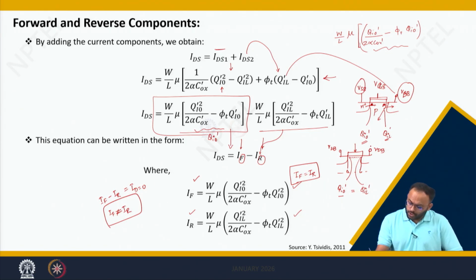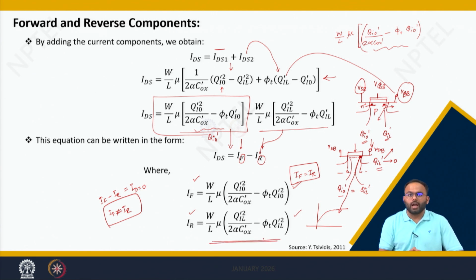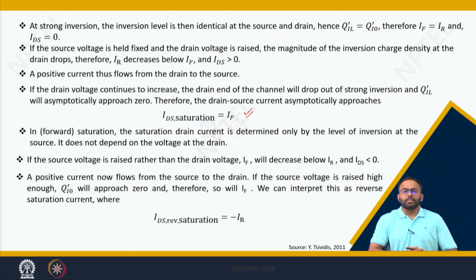Now assume you are increasing VDB. If you increase VDB, the surface potential here will increase. Because of the increase in surface potential, the region of operation goes from strong inversion to moderate inversion to weak and to depletion, and hence the charge here, QIL dash, approaches 0 when you increase the VDB. If you increase VDB in such a way that QIL approaches 0, then you will find the reverse component will be 0, and hence the current will be carried only by the forward component, which is nothing but the saturation current.